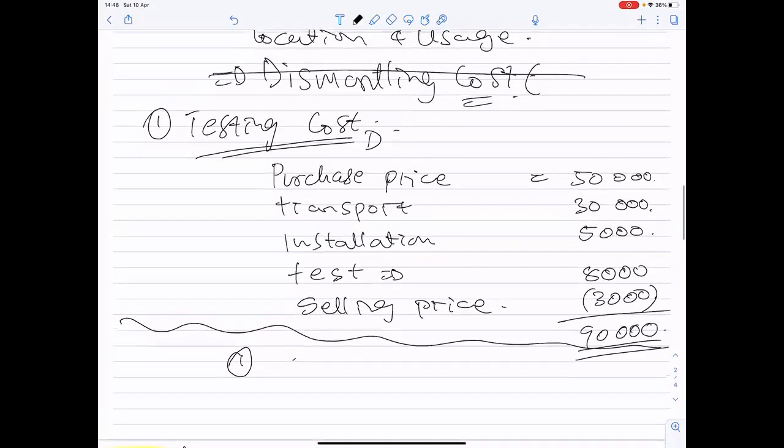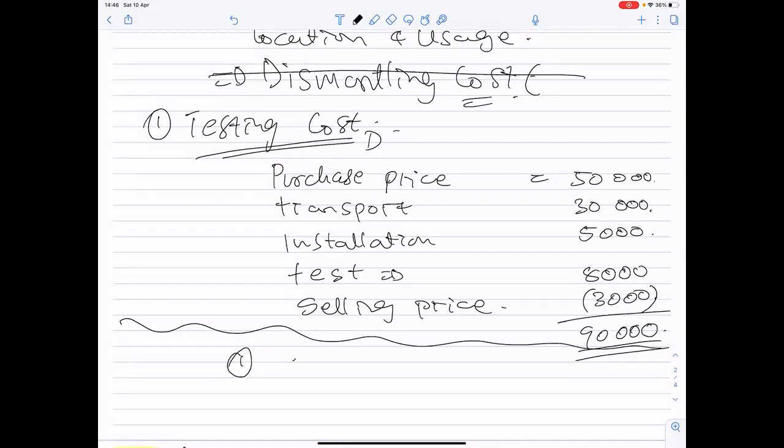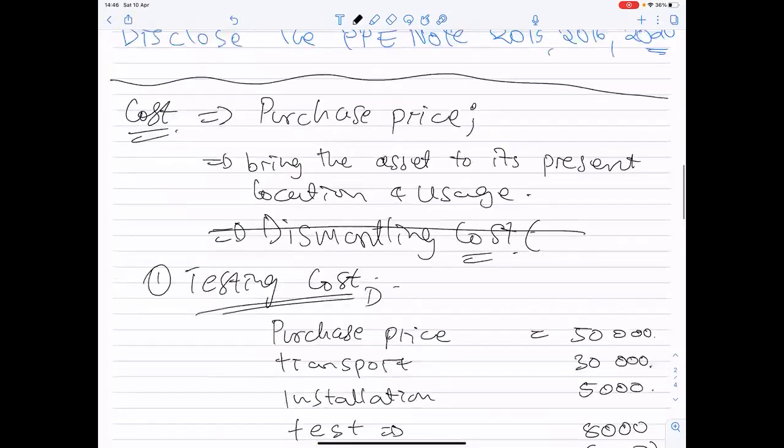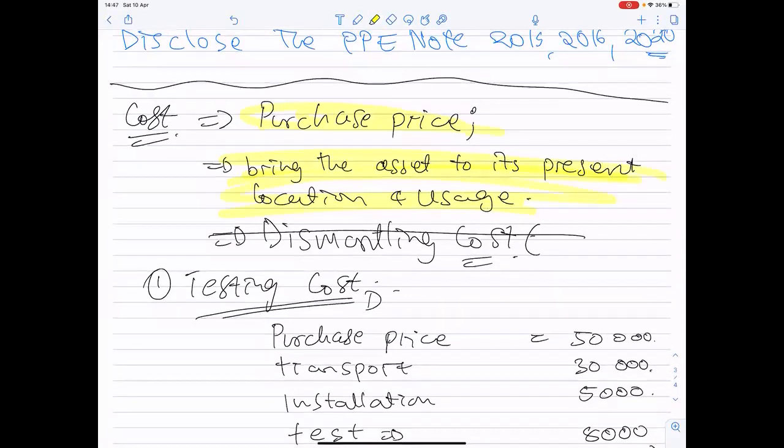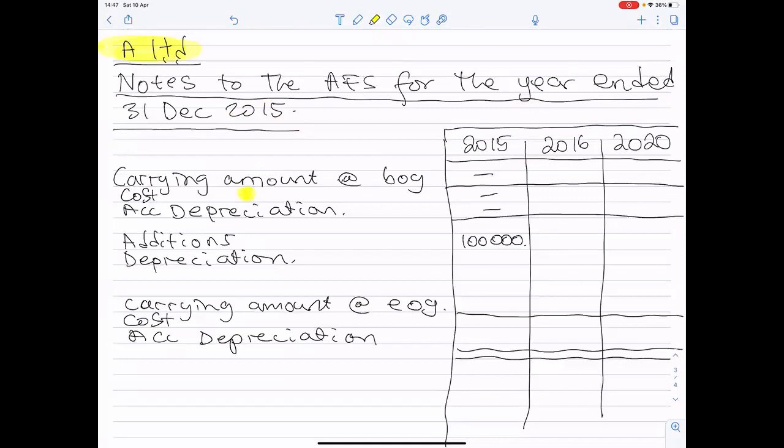Yeah. So we understand the elements or items that are not going to be included in the cost of the asset and the items that are going to be included in the cost. It is important to know that you are looking at the purchase price and the cost of bringing the asset to its present location and usage together. So that's why we have put an addition of 100,000 on our asset.